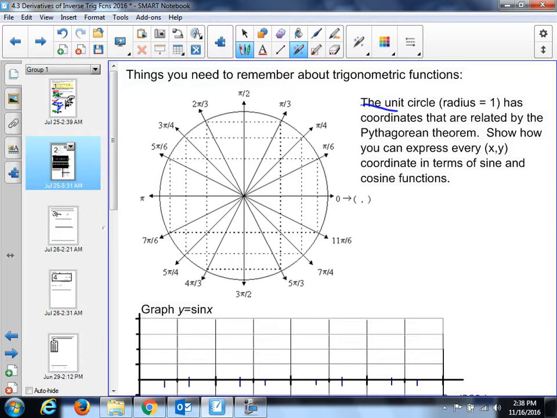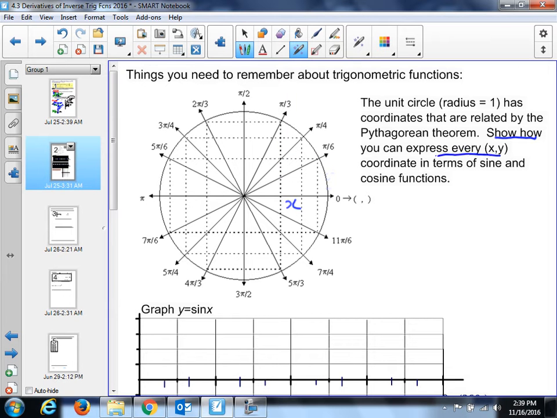But to understand the unit circle, the idea is that it has a radius of 1, and the coordinates are related by the Pythagorean theorem, meaning this triangle here. c squared is equal to a squared plus b squared, right? And we know that c is 1, so 1 squared is equal to the y side squared plus the x side squared, right? That's how they're all related.